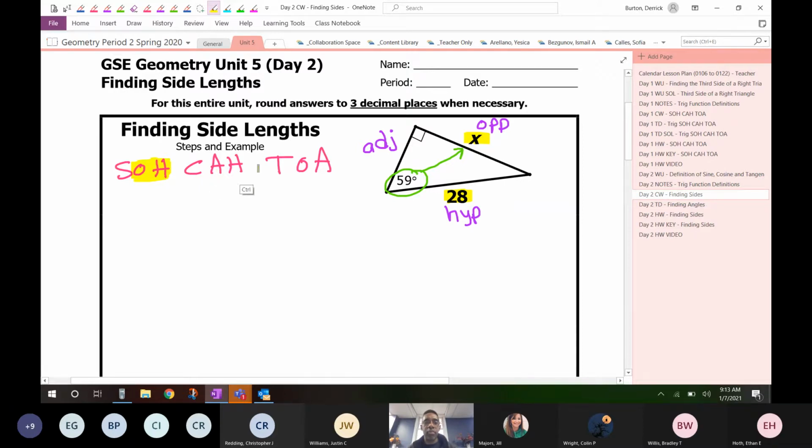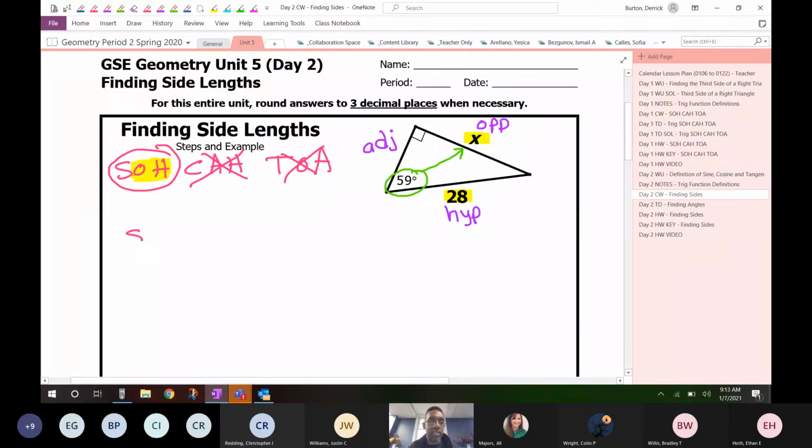The other two both involve adjacent. There's nothing on the adjacent side, so we're not going to use cosine or tangent. We are going to use the sine function because it involves the two things that we are dealing with, opposite and hypotenuse. So let's go ahead and set up the sine function just like we did yesterday.